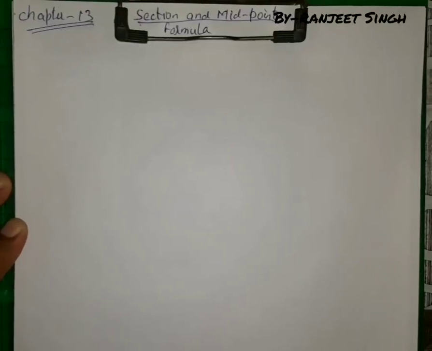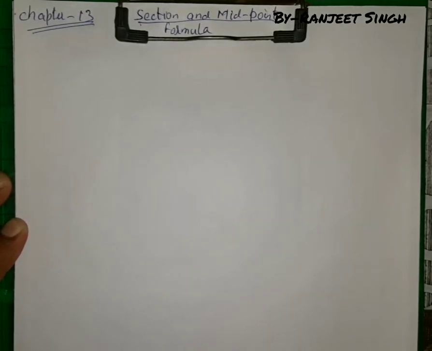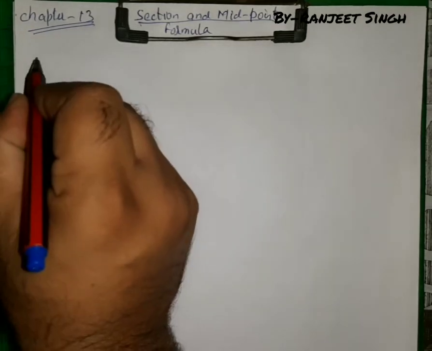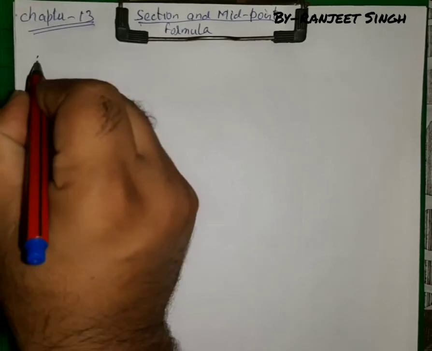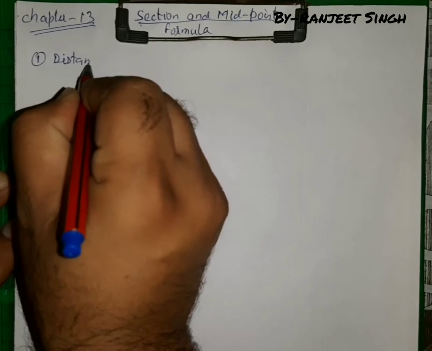Hello students, today we are going to start with our next chapter, section and midpoint formula. So before starting with the section formula, let us revise some of the things that we have done in our previous class. In our chapter coordinate geometry, we have seen distance formula.